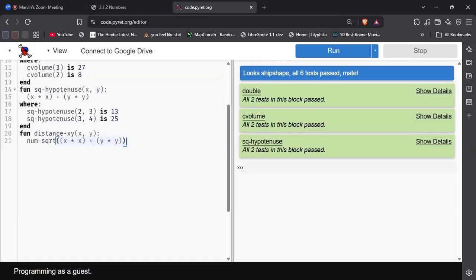Should I try this? Oh yeah, looks good. Let's write some tests. Okay, what's the distance xy of 4, 3? Cool. Can we do one more?